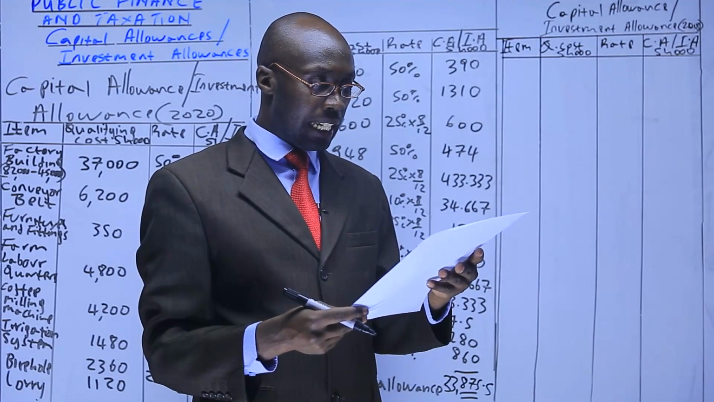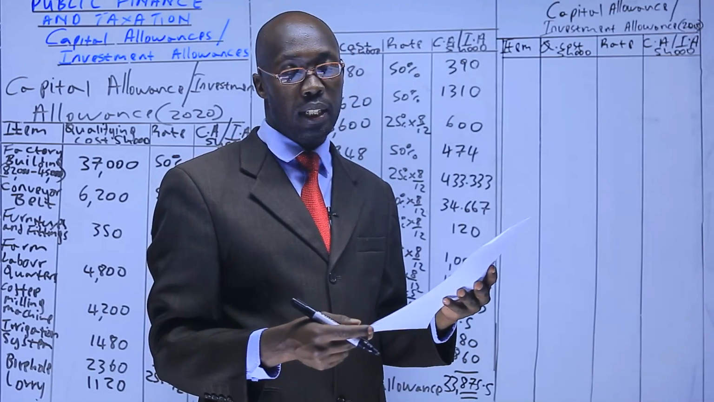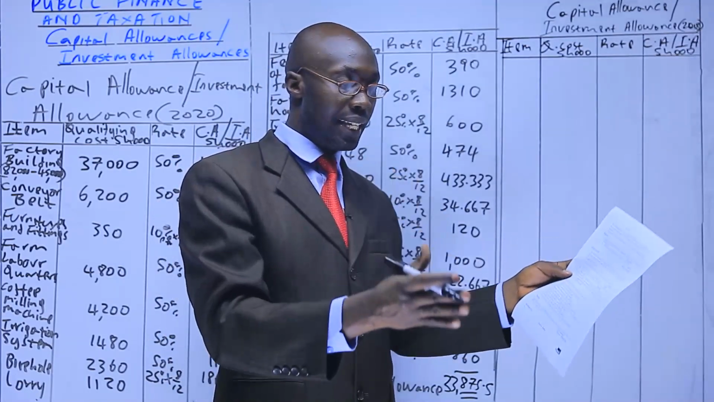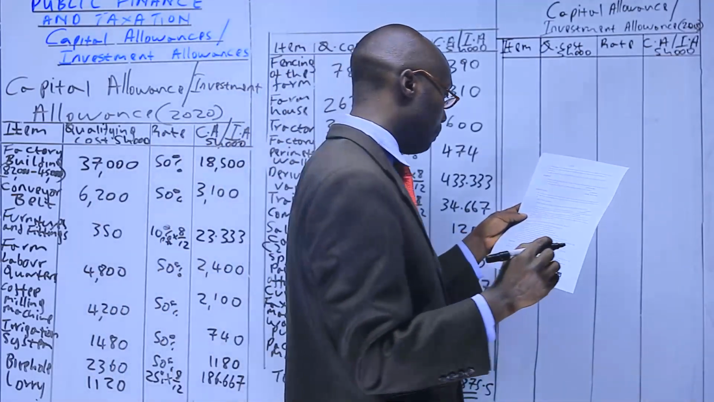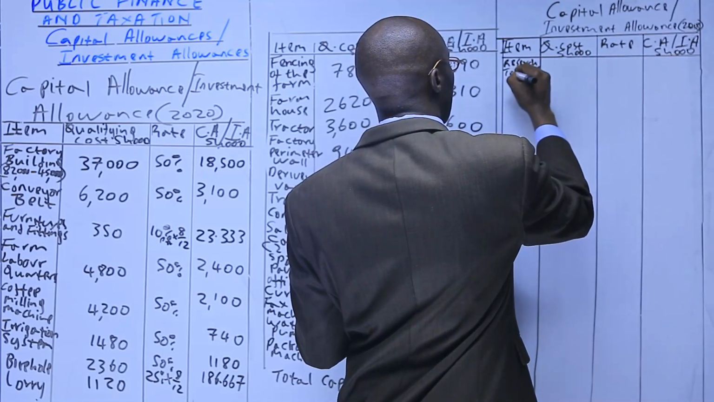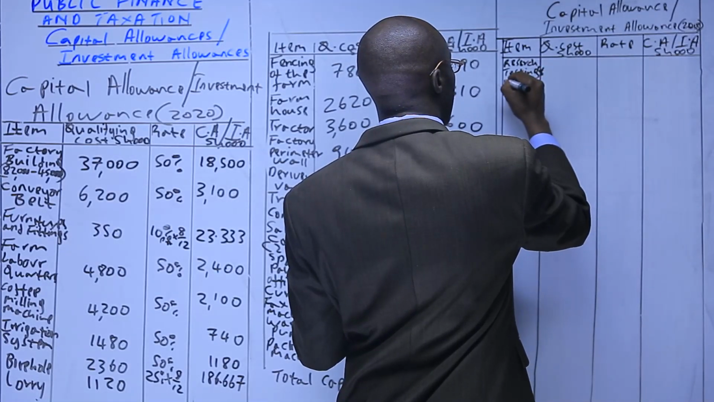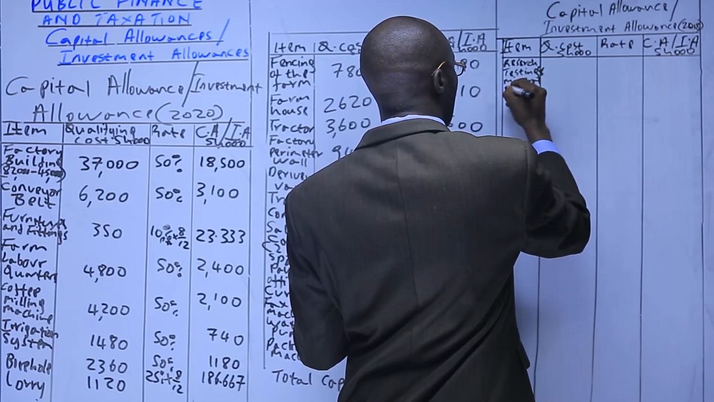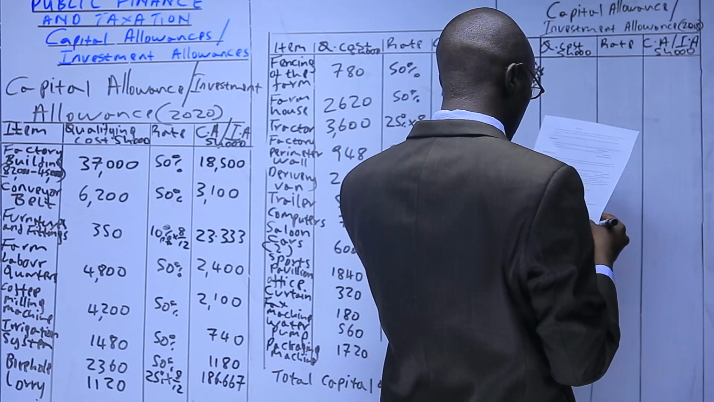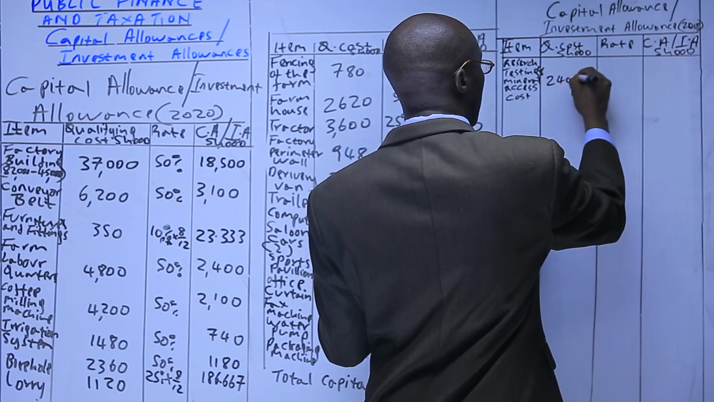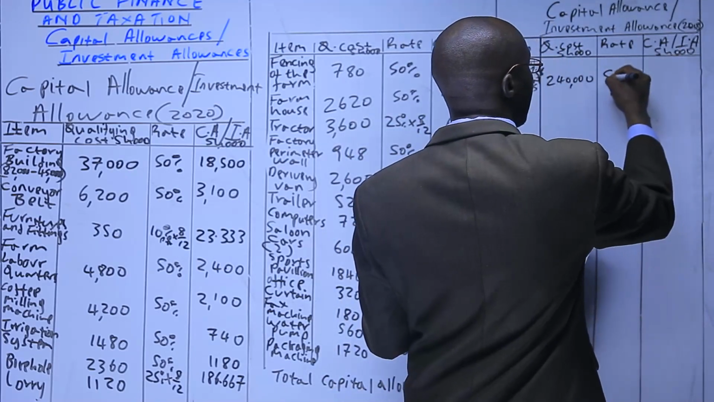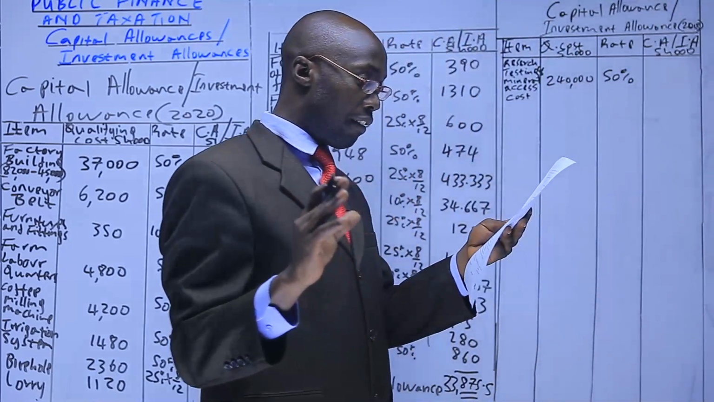Expenditure relating to research, testing, and winning access to titanium, 240. We said under mining, that is supposed to be 50% for the first year, then 25% from the second year. So because we are in the first year, 50. So research, testing, and mineral access costs, which we have 240,000. Remember, it's 240 million, but because we have converted to shillings thousand, it's 240,000. And then the rate, we said first year for this one is 50%, under mining 50%.